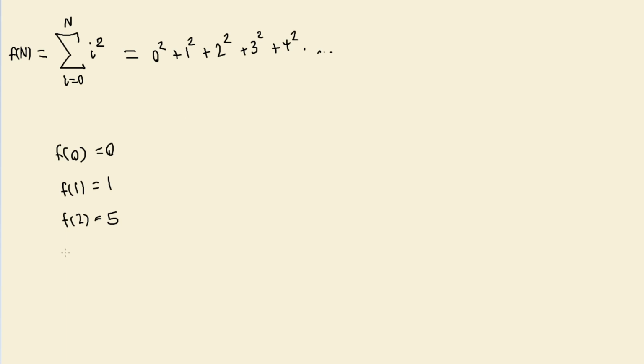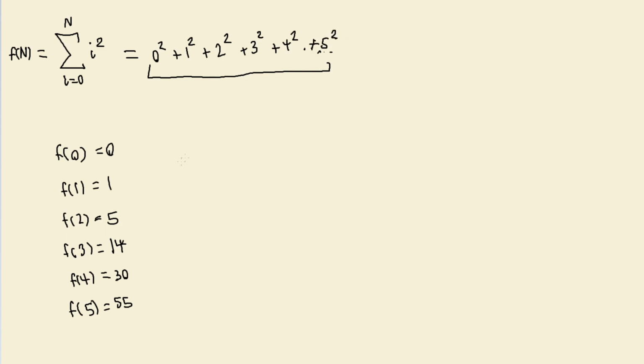And if we continued in this fashion, we would see that for f of 3, we would have to add 9 to the previous sum, and we would get 14. And then for f of 4, we would have to add 16 to the previous sum, and we would get 30. And this would blow up pretty quickly, but here we would have to add 25 to the previous sum, and we would get 55. Once again, this is just the sum of the first 6 terms, the first one being 0, and so it would be the sum of these terms here, 1, 2, 3, 4, 5, 6.